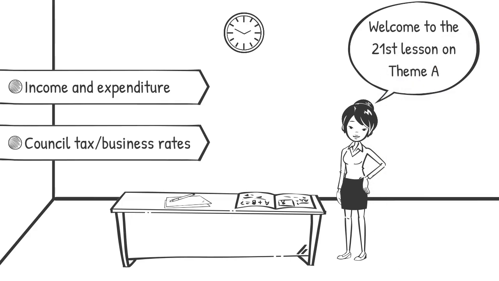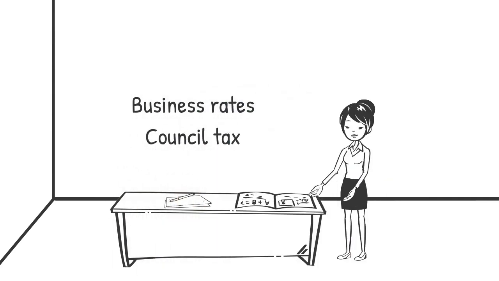Welcome to the 21st tutorial on Theme A. We will be looking at what the council does, a local council's income and expenditure, and where the money comes from, including council tax and business rates. Business rates are a form of tax paid by all the businesses in an area. The amount a business pays depends on the rent that could be charged for its premises. Council tax is a tax paid by everyone who lives in an area. It is based on the value of their house.